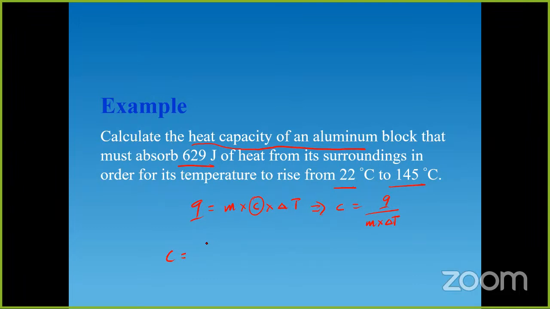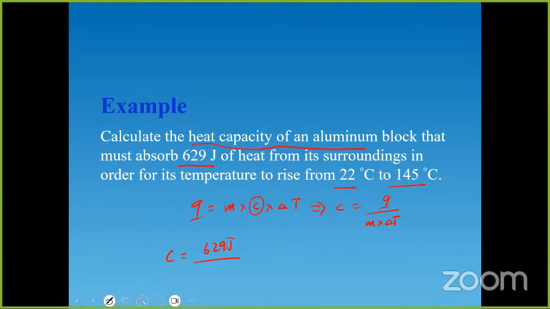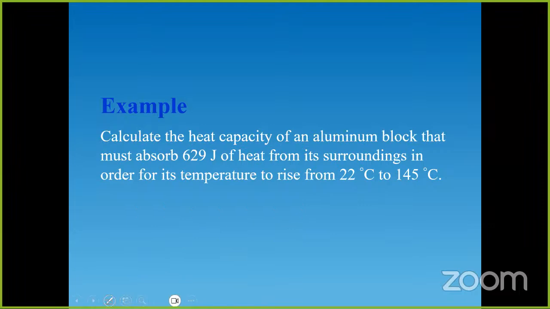Q is equal to 629 joules. M is the mass. Oh, shoot. I'm sorry, wrong equation. I should be using the equation for heat capacity, not specific heat. So let me erase all of this here and restart.